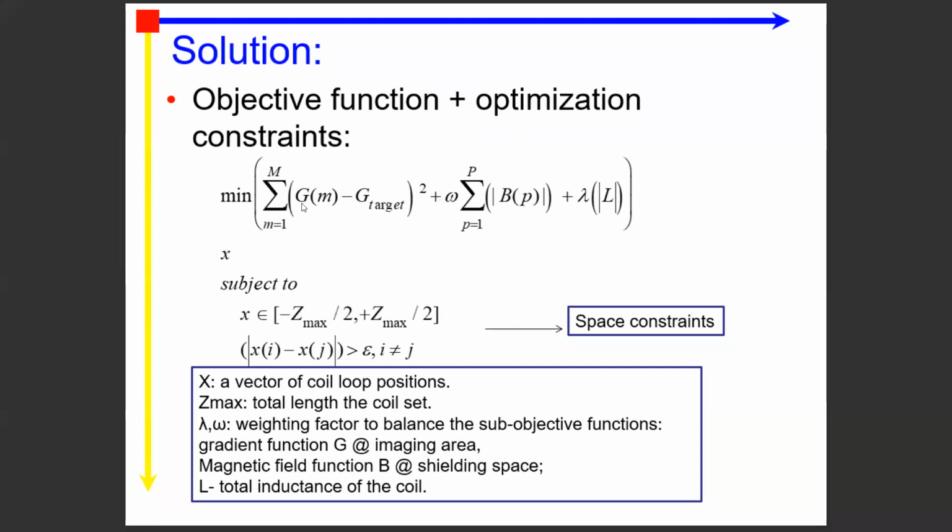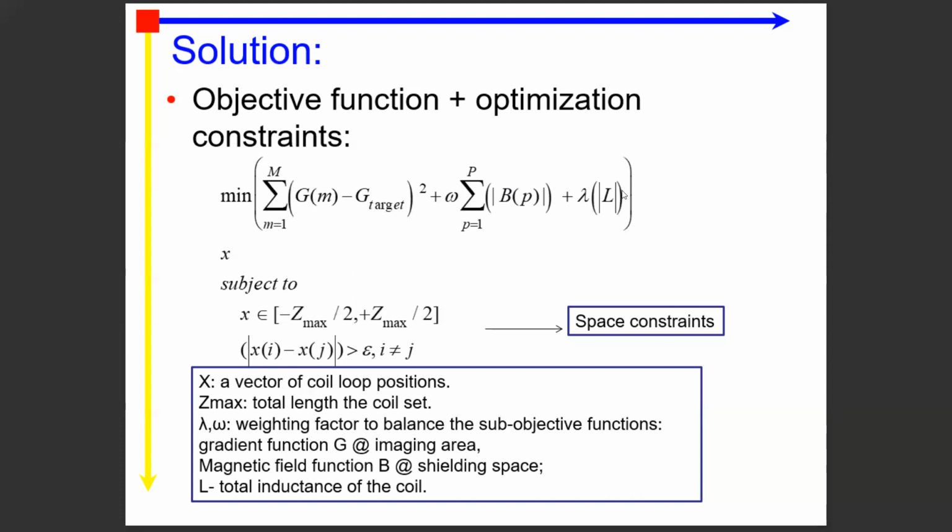We want this to be 0, so we're minimizing it. And we have some coefficient W as a weighting factor for this to work alongside this here. So we have just a scaling factor for this objective function subcomponent to work. And it's just some inductance.